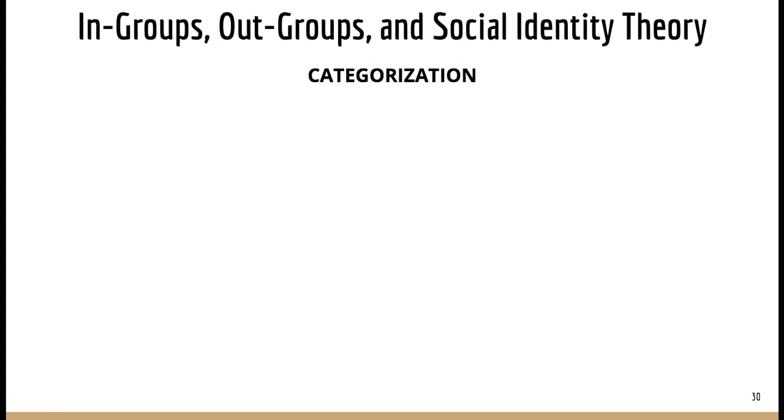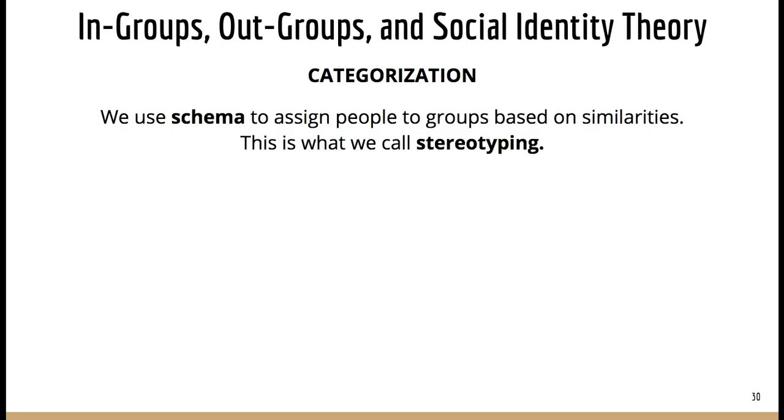So the first step in creating an in-group and an out-group is what we call categorization. And categorization is where we use schema to assign people to groups based on some sort of similarities. We might call this stereotyping, and to some extent, stereotyping can be helpful, right? So if you look at somebody and they're a nurse, you have a set of schema that tell you who is this person, how should I interact with them, and that helps us in all kinds of social situations, right?